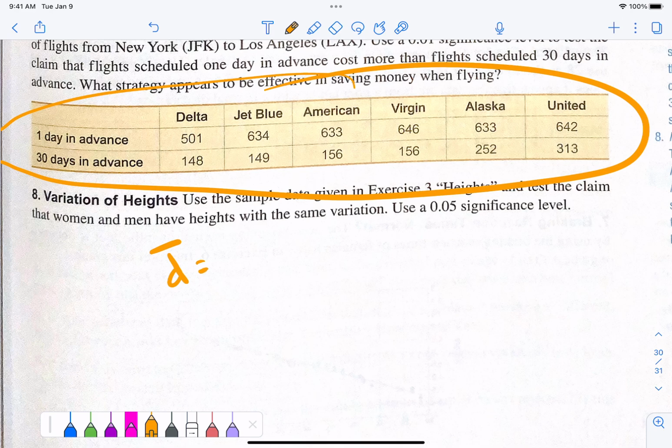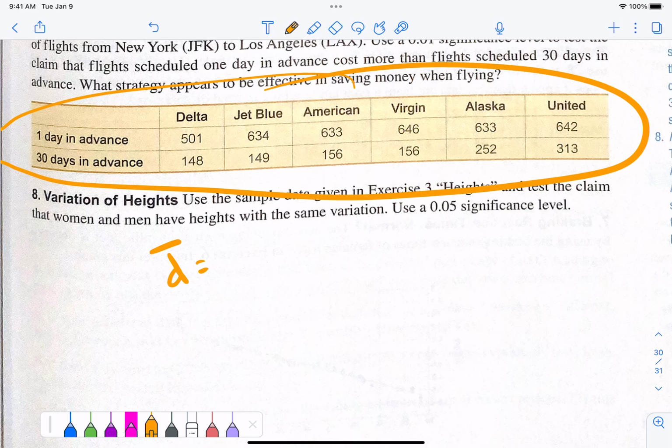Okay, what do you do first to calculate D bar? You have to subtract them. The top one minus the bottom one usually, right? Then calculate the average. I will not make you calculate standard deviation, but I will make you calculate average. So D bar, make sure you know how to do that. And then you take the average of all those differences. Okay, so do your subtraction.